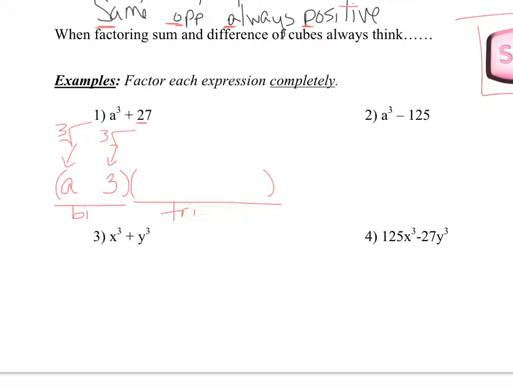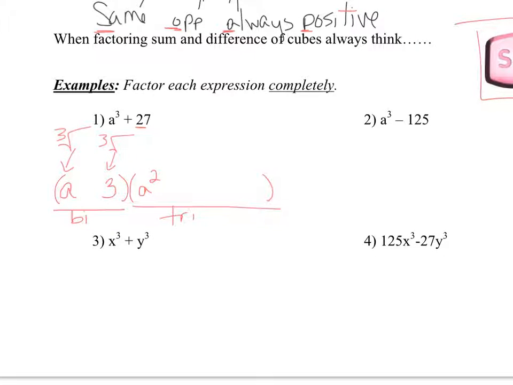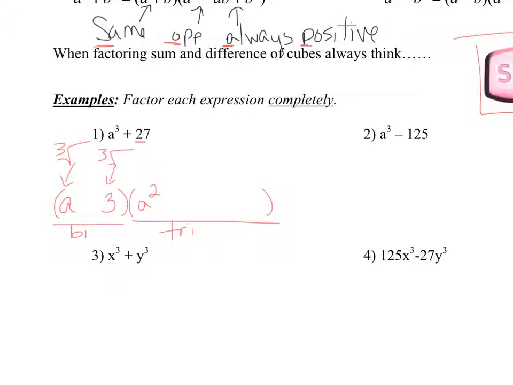So this first spot is this one squared. Then the last spot is this one squared. And then the middle one, you just simply multiply them together. Okay, and then we do our SOAP. Same, opposite, always positive. And we're done. So we do this, it's the same thing over and over, so let's just check it out.